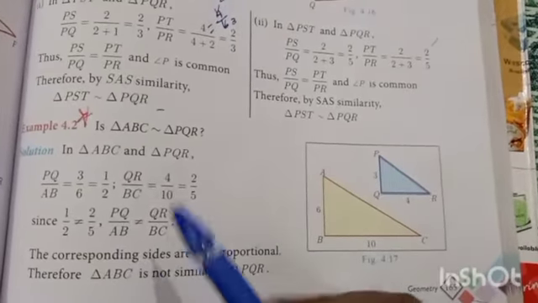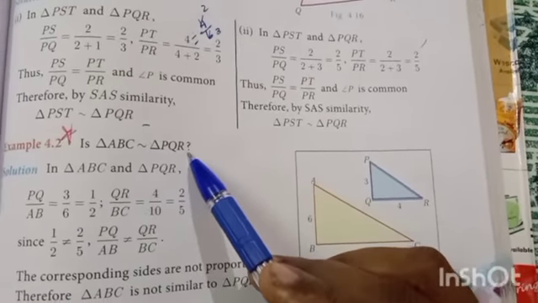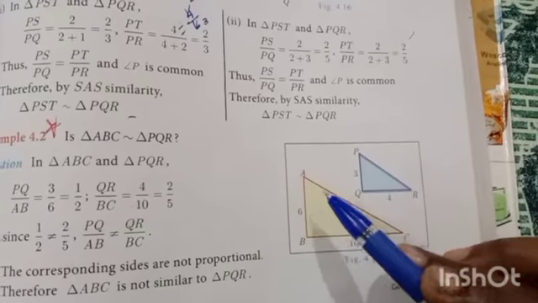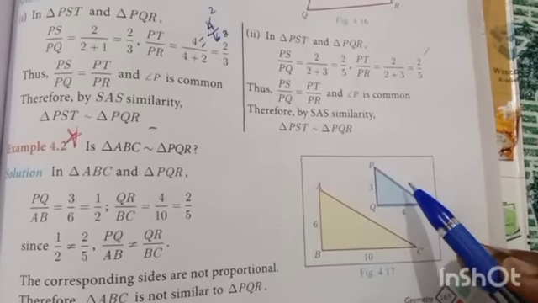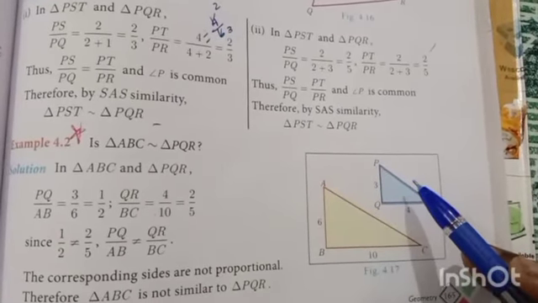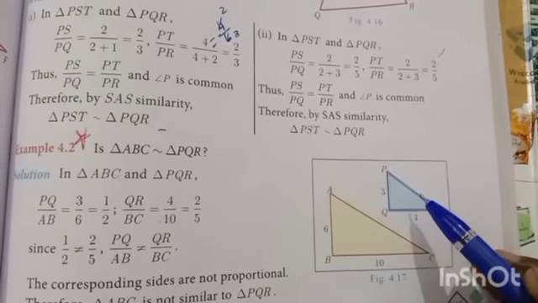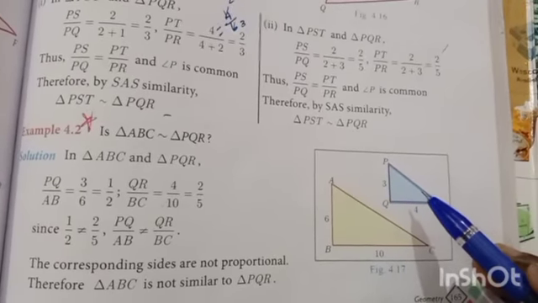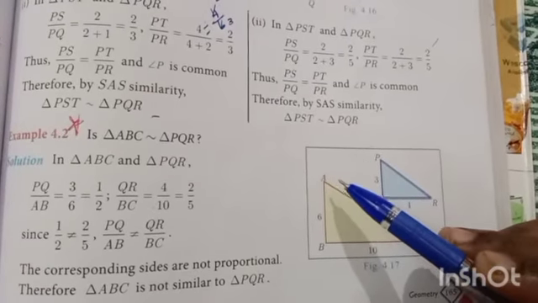Okay, students? The next example problem is a very important problem. Is triangle ABC similar to triangle PQR? The picture is given for triangle ABC and triangle PQR. We have to check whether these two are similar. How do you check? If the ratios of the corresponding sides are equal, we say they are similar. Otherwise, they are not similar triangles. First, you have to find the corresponding sides.